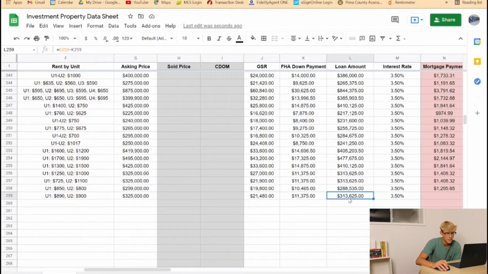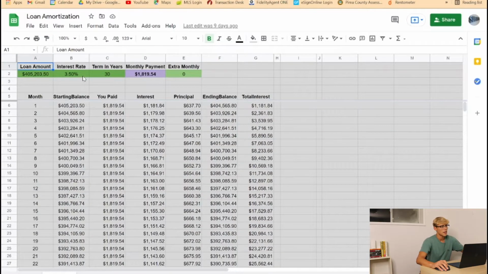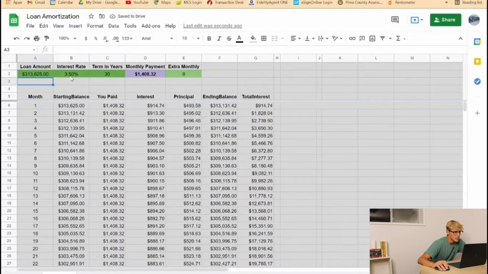So what we're going to do is take this $313,625 loan amount and plug it into a calculator. Now, I'm doing all of this on a spreadsheet, but take note, you can do this all online. You just have to look up rental property calculator and all of these things will come up. So let's check that again. $313,625 is my loan amount. I had an interest rate of 3.5%. I'm going to estimate that we're going to do a 30-year loan. And I'm going to have a monthly payment of around $1,400. So $1,408.32.